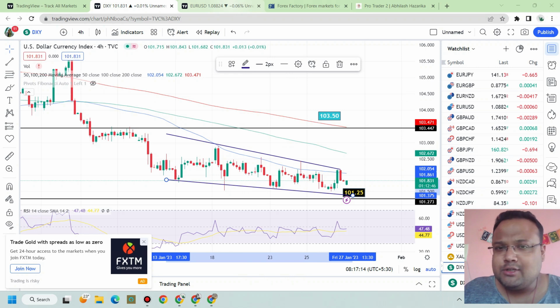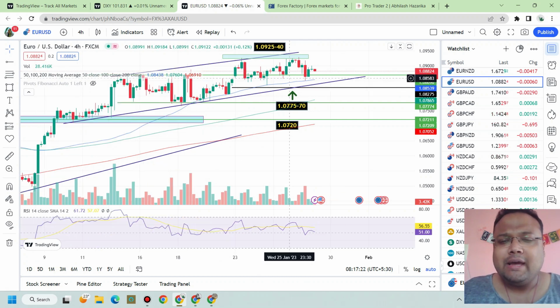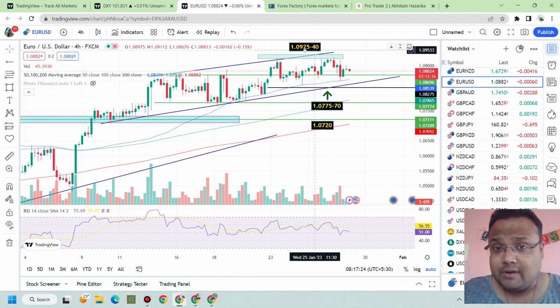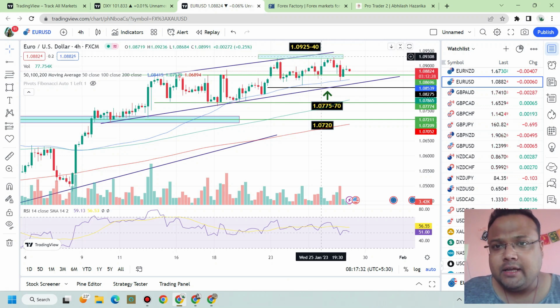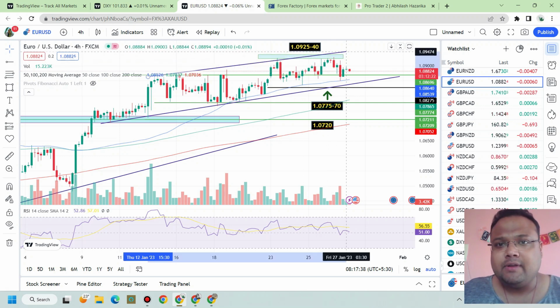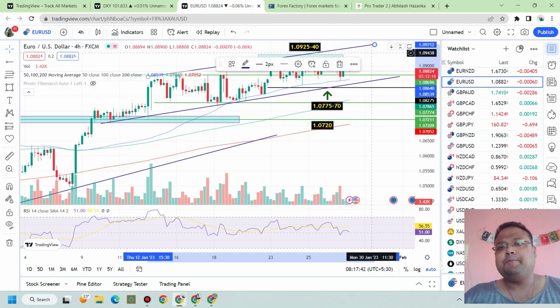Now let's have a look at the chart of Euro USD. So this is the chart of Euro USD. Just the opposite of DXY, Euro USD is in an uptrend. We have talked about the resistance level of 1.0925 to 1.0940 in a previous video, and yesterday we saw the market reversing from 1.0928. So the resistance level we expected worked very nicely.